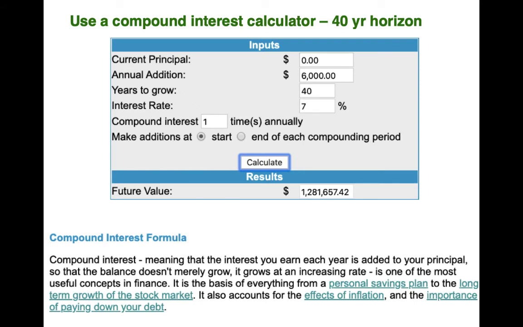Now here's the math, here's the calculation. Use a compound interest calculator, 40-year horizon. Imagine you start with nothing, but every year you save $6,000. The average annual interest rate is 7%. That's based on the past 50, 60 years of data on average. Some years are high, some are low. That's the average. 40 years to grow. Every year, compound interest accumulates once. By the end of 40 years, if you can put away $6,000 a year, and that's it, you will be worth $1.2 million. So you see, if you put away more, you'll be worth more.